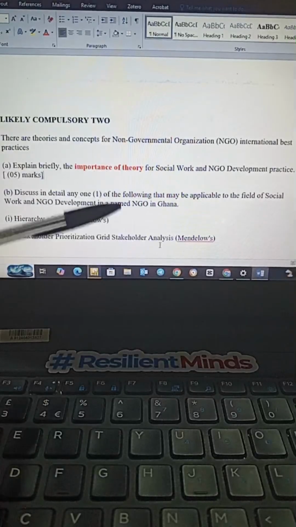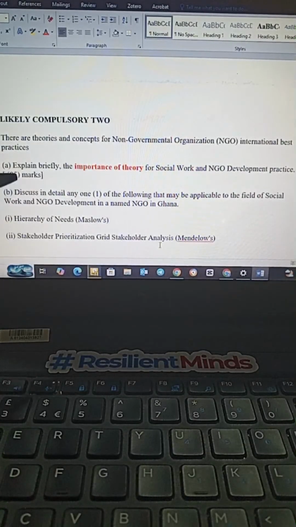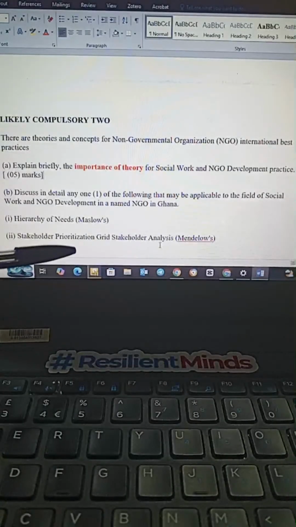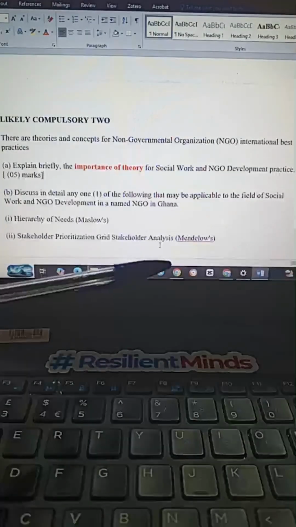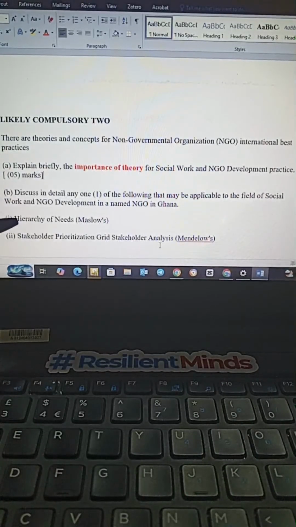You see, it says discuss in detail any one. It simply means that with question 2B, you are only solving this or that. You don't solve everything here. You take either the hierarchy of needs by Maslow and address it, or you take the stakeholder prioritization grid by Mendelow. Whichever one you are okay with, you take it. I know everybody should go for this one because the Maslow hierarchy of needs is very, very easy.